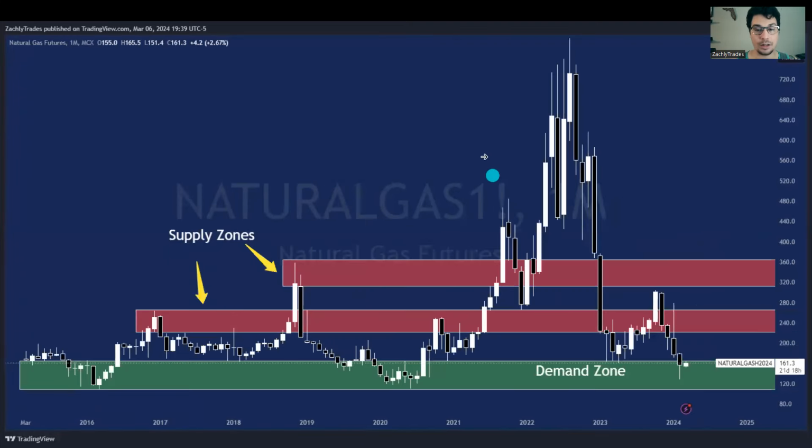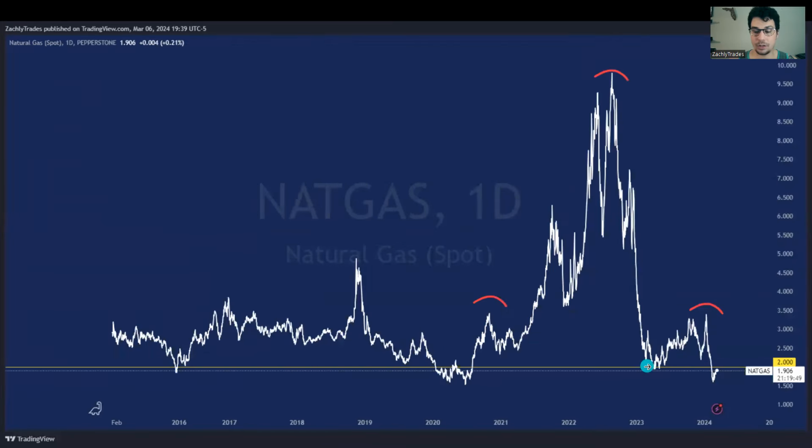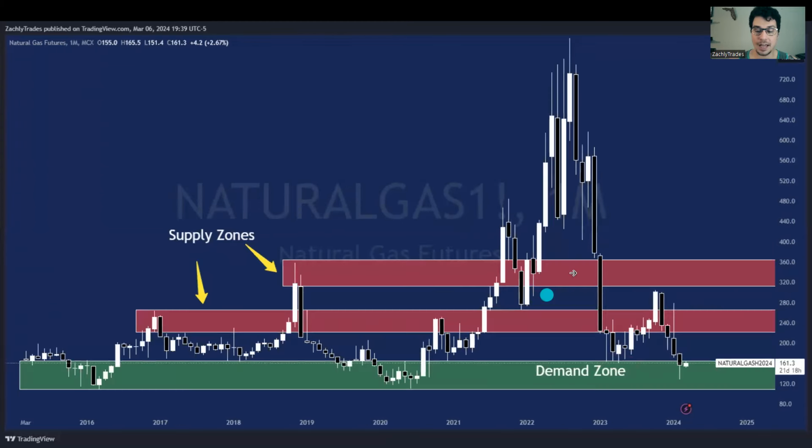Now, when we go to a monthly chart and take a look, we've got some key supply and demand zones. We've got overhead supply here and here, and then we've got this long-term demand zone. Back in 2023, you can see how well respected this demand zone was. And when you take a look at the previous chart, you can see in early 2023 is when we were coming down below that $2 price level for the spot price of natural gas. That's where we are right here, and you can see that instantly we're met with buyers. Each time we wick into this demand zone, we're instantly met with buyers.